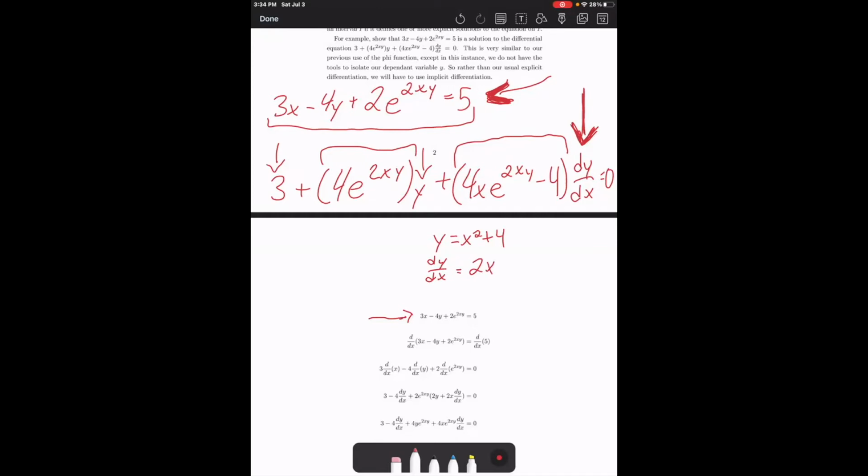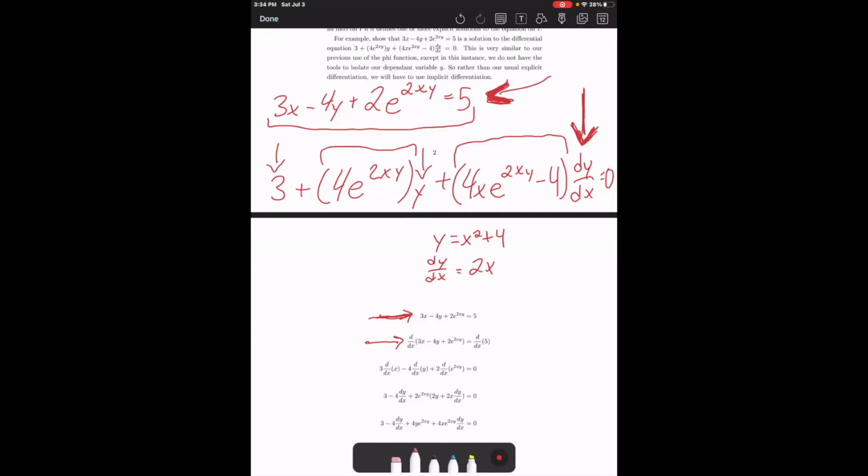With an implicit function, or implicit equation, we have this problem where y isn't isolated. But we're still just going to do the same thing. We're going to use our implicit differentiation to take the derivative of both sides with respect to x. So that's what we're doing here. And now I'm going to break this up into smaller chunks to really make clear what I'm doing.